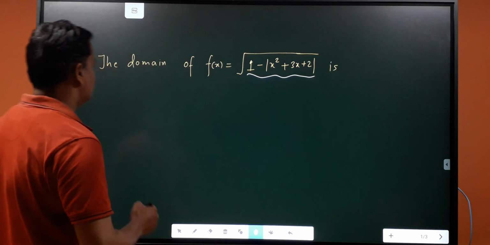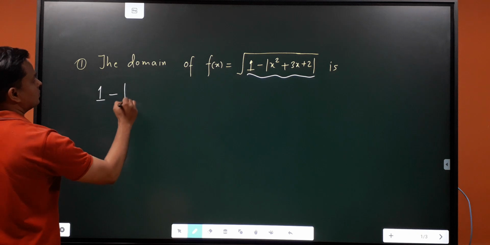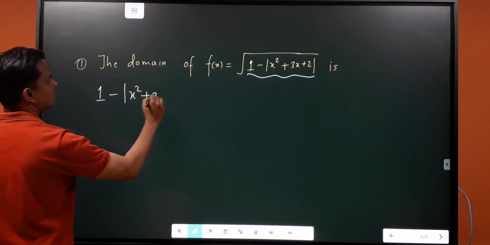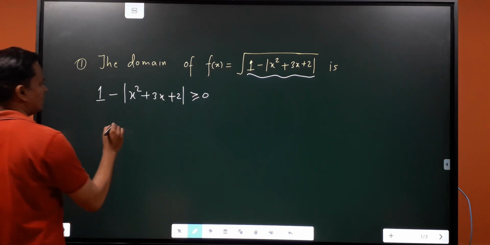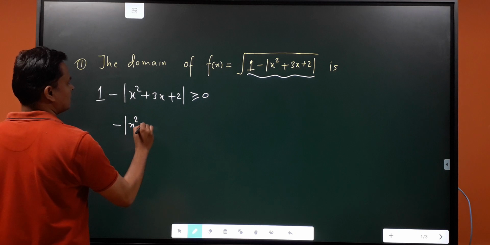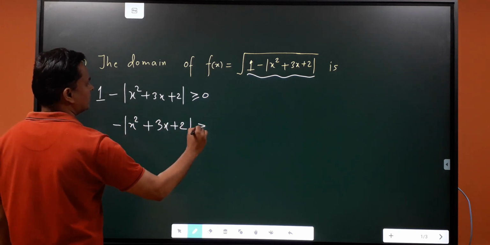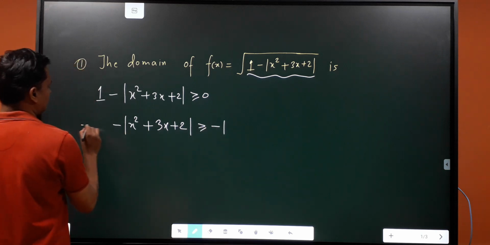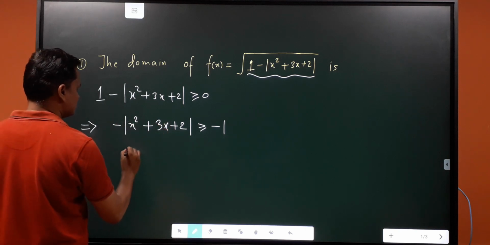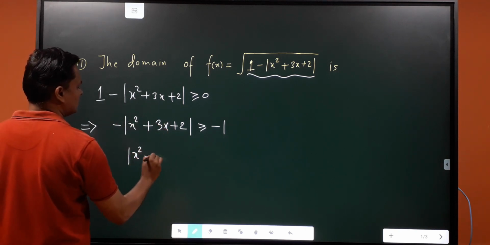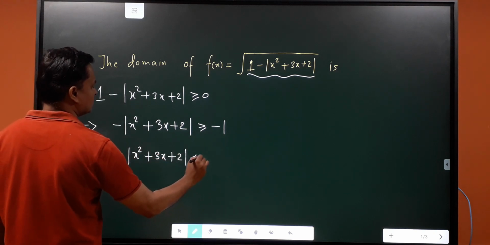So the first condition that we will apply here is 1 minus |x square plus 3x plus 2| should be greater than or equal to 0. Now |x square plus 3x plus 2| should be less than or equal to 1. Right, when we cancel the sign from both the sides, it will become |x square plus 3x plus 2| less than or equal to 1.